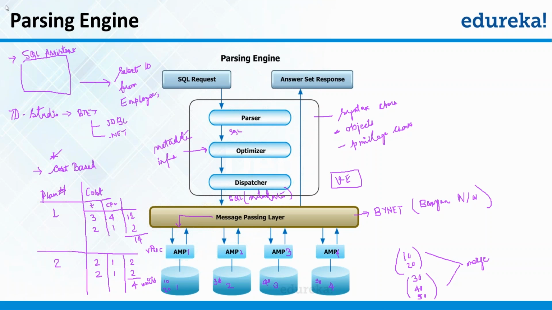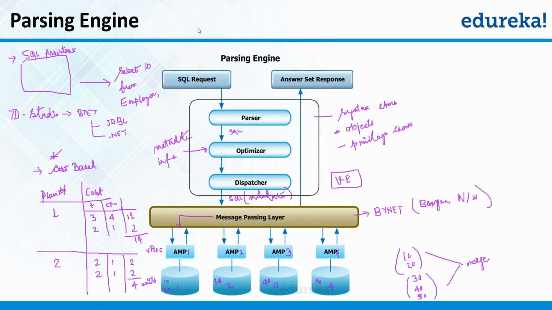Right, there is a question: what happens if AMP1 fails during the local sum? If you have fallback enabled, we will come to it. This is beyond the scope of this module, but for now just know that if the data is copied somewhere else, the other AMP basically takes over and gives out the result. So your table will still be available.